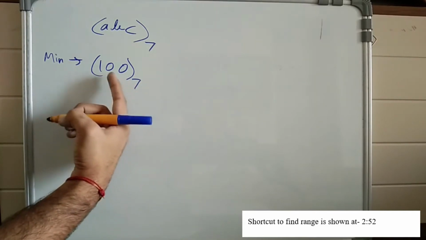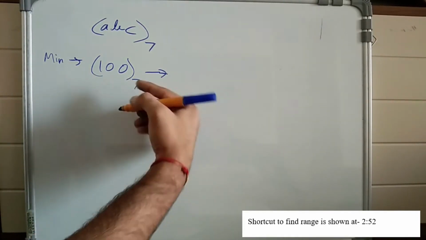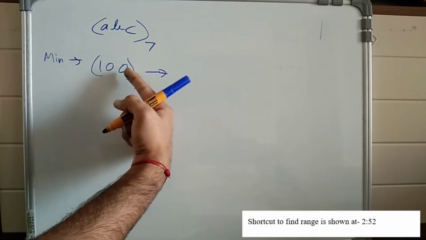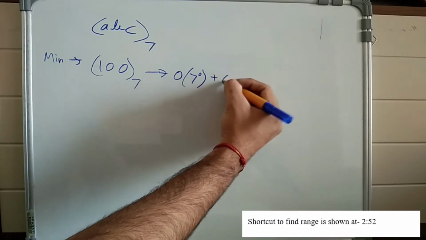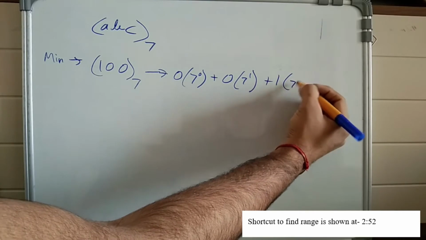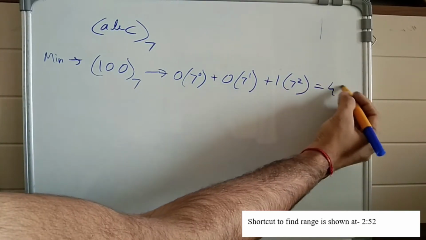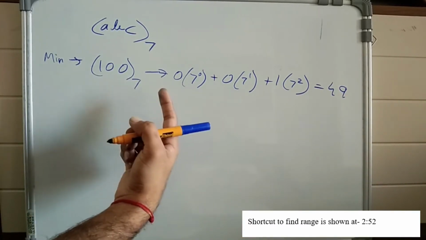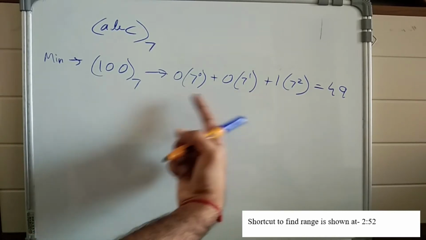When I convert this number into base 10, what would it become? It would become 0 into 7 to the power 0, plus 0 into 7 to the power 1, plus 1 into 7 to the power 2. So this is equal to 49. I hope you know how to convert any base to base 10. This is the way we do it.